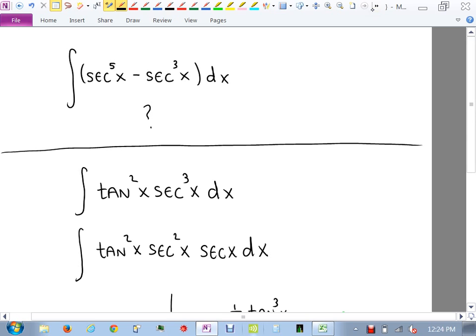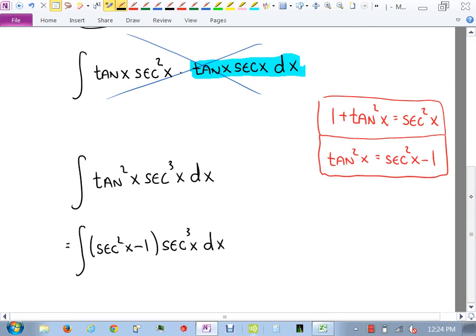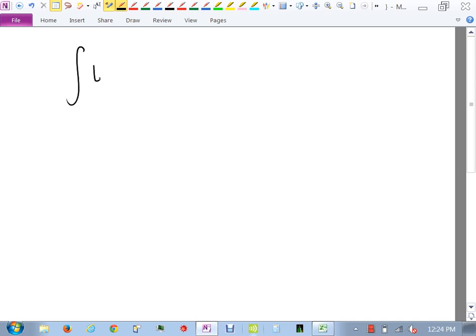Go up. I have to go to a previous page. This is where we got that from. All right, I'm running out of time, but I need to do something else here. Previous problem was tangent squared secant cubed, wasn't it? Now it's tangent cubed secant cubed. This one's going to work a lot better.